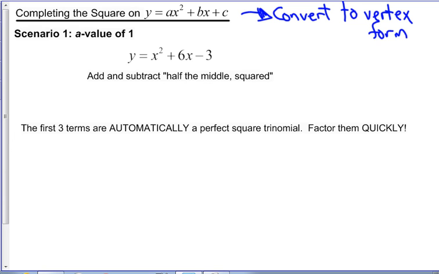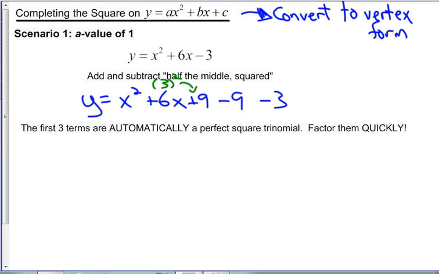Okay, so here's what we do. We write out the function. I'm going to leave some space because I'm going to add and subtract that magic number, half the middle coefficient, which would have been 3, squared. I'm going to put the plus first and the minus second, so that the equation stays balanced. I added 9, but I also subtracted 9.